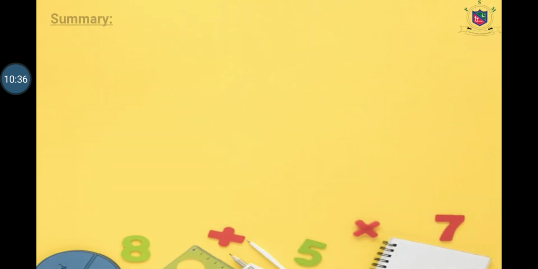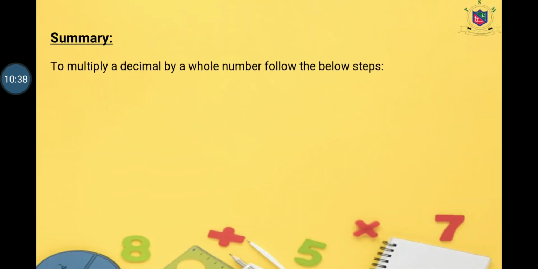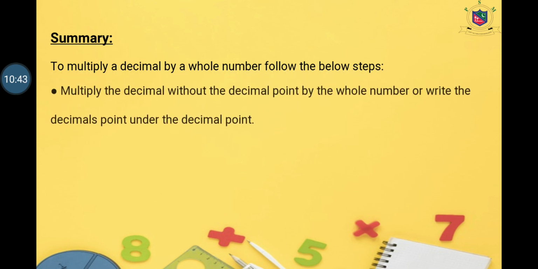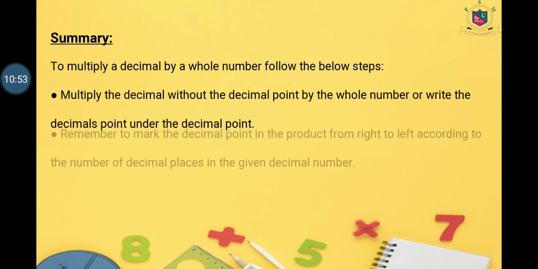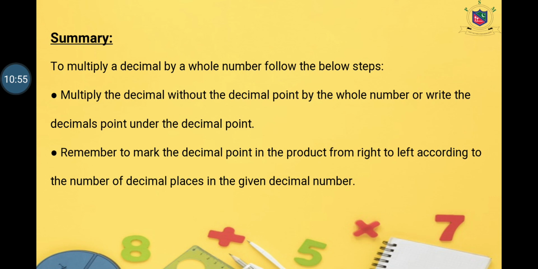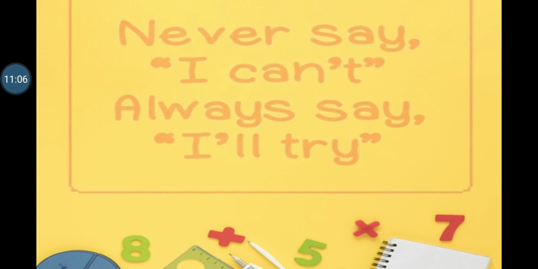So dear students, let's summarize our lesson. To multiply a decimal by a whole number, we have to follow these steps: multiply the decimal without the decimal point by the whole number, or write the decimal point under the decimal point. And don't forget to mark the decimal point in the product from right to left according to the number of decimal places in the given number.